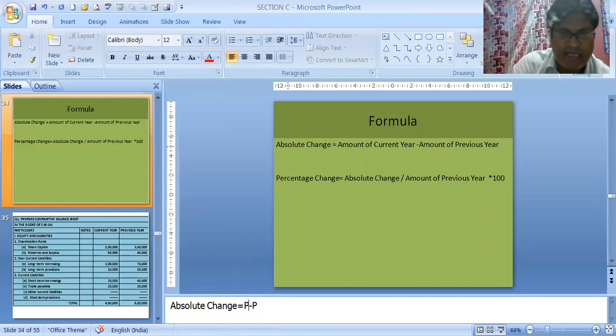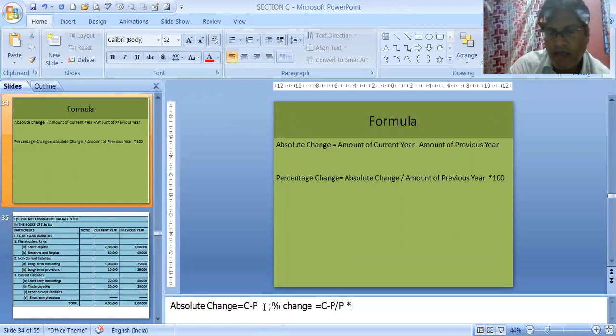And percentage change is the absolute change divided by the amount of the previous year, into 100. That means the percentage change is equal to absolute change, that is, C minus P, the whole thing divided by P and multiplied by 100. If you want to remember it, it is C minus P by P into 100.